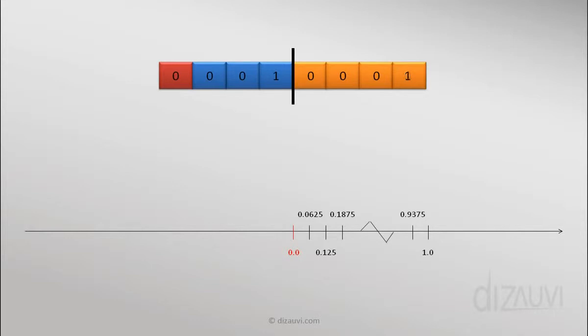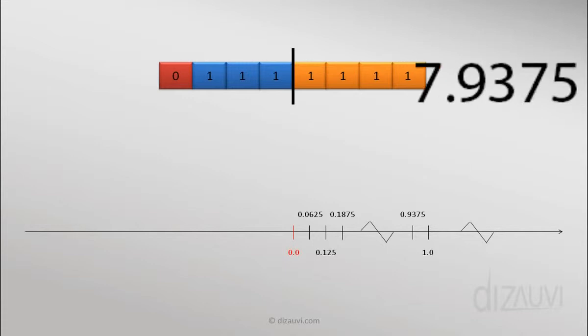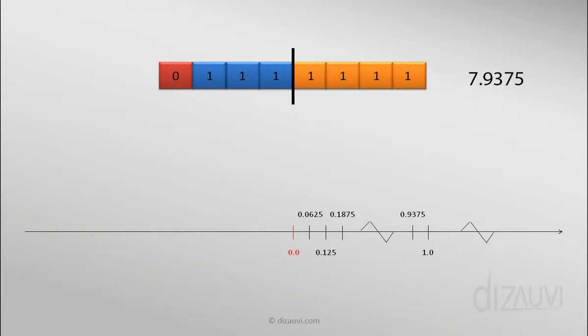Then the next number will be 1.0625, and we go all the way up to the max, which is represented by this bit sequence. 0 in the sign bit representing a positive number, while all the magnitude bits being 1 represent the largest positive number, and we can calculate its value to be 7.9375, and let's just mark it on our number line.